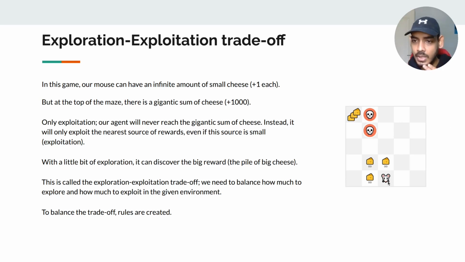For instance, if you see here, this mouse has an infinite amount of small cheeses. If it is not exploring anything, it will keep getting these nearby rewards. But if it moves ahead and traverses through this maze, it is able to get this reward also. It has to explore for that, and while sitting here and doing it, it is called exploitation. So there are rules in RL that have to be created such that the mouse is able to identify places or states where it can maximize the rewards.